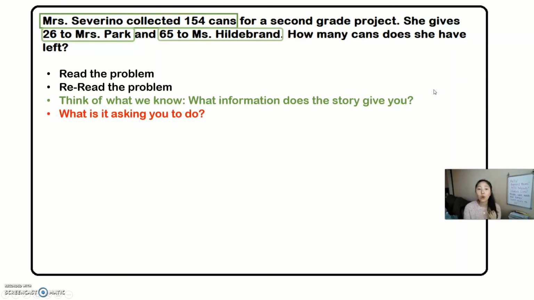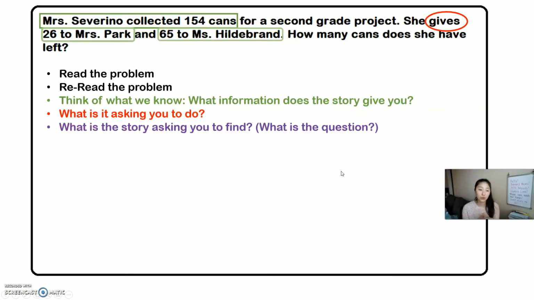Now we need to think about what is the question asking you to do. What are we doing with all of these numbers? First thing I looked at was the word give. So Miss Severino had 154 cans, but now she gives Miss Park and Miss Hildebrand 26 and 65. I didn't actually have a circle around it, but the other word that I looked at was the word and, because you're doing two different things on this problem, just like yesterday. That and is right between these two numbers, and I want you to think about that.